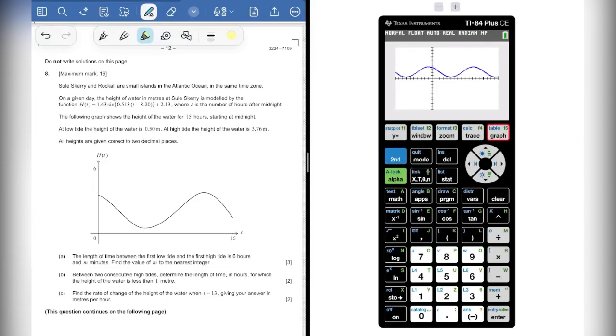May 2024, Paper 2, Time Zone 1, Question 8. So for question 8a, we would graph the function h. And so then we would go to second trace, minimum, enter.